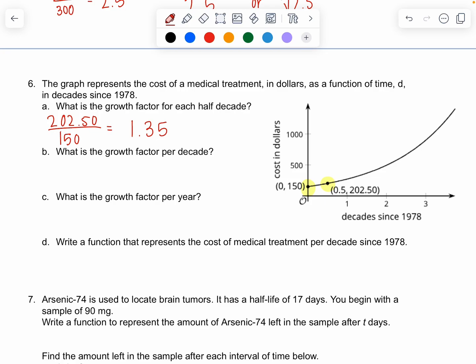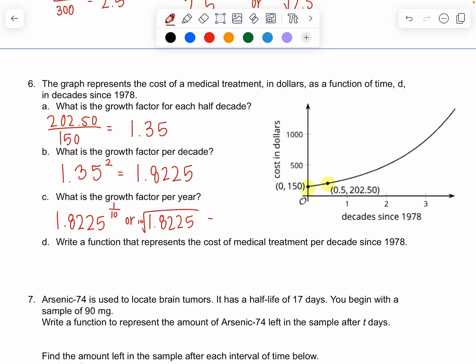So to find each decade, we now want to double this by squaring it, because we would times it by itself. So that gives me 1.8225. And the growth factor per year, I'm going to take this 1.8225. I know there was 10 years in a decade. So this 1.8225 to the 1/10, or the 10th root of that, which you can keep it like that, or that is about 1.061859, which is very rounded. So in the next question, I'm going to keep the expression.